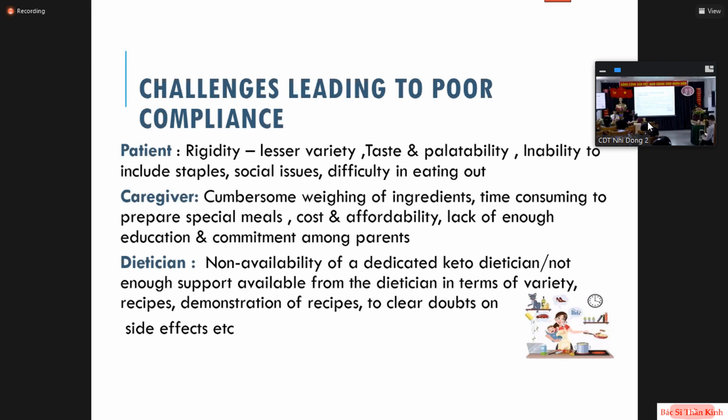And when it comes to caregivers, having the child on a ketogenic diet definitely adds to their workload. There is a lot of cumbersome weighing of ingredients. It becomes time consuming to prepare special meals for the patient, for the child. Cost and affordability also matters to some.